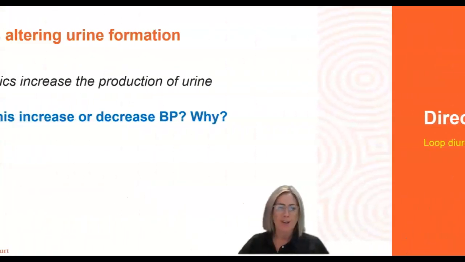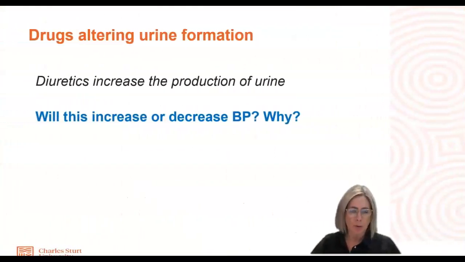So diuretics are drugs that will increase the production of urine. So by increasing the production of urine, will this increase or decrease blood pressure, and why? I think everybody in the class will know the answer to this. Diuretics will decrease blood pressure because by increasing the volume of urine that's produced, that will decrease the blood volume, and blood volume is directly related to blood pressure. So a decrease in blood volume will therefore mean there'll be a decrease in blood pressure.